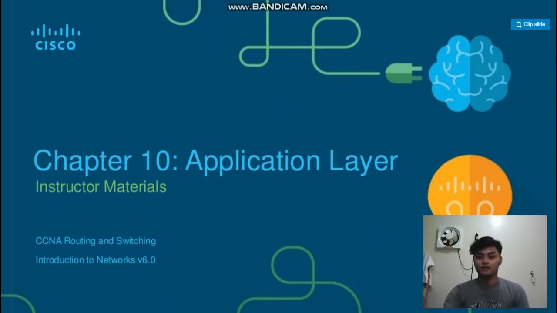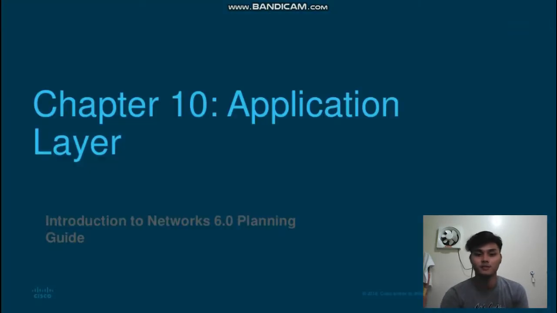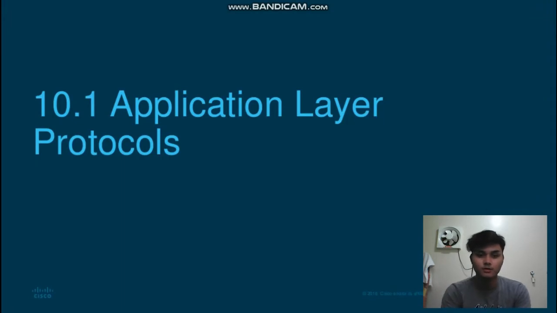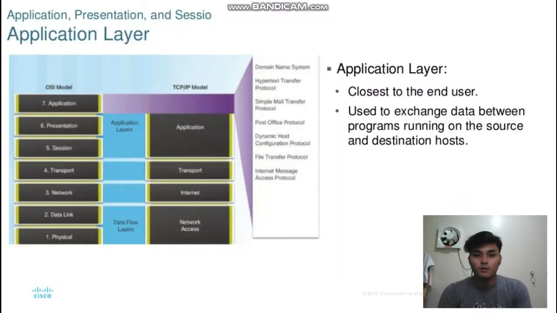So for today's video, I will do a summary of chapter 10, application layer. So let's move on. We have a section again and objectives. Application layer protocols are closest to the end user and used to exchange data between programs running on the source and destination host. As you can see, we have DNS, HTTP, SMTP, POP, DHCP, FTP, and IMAP.